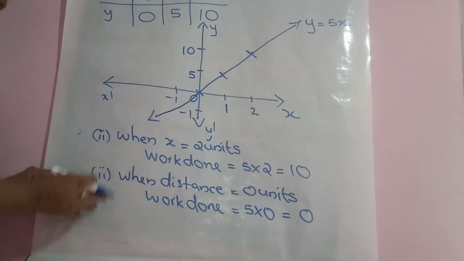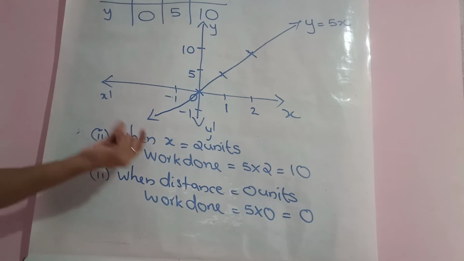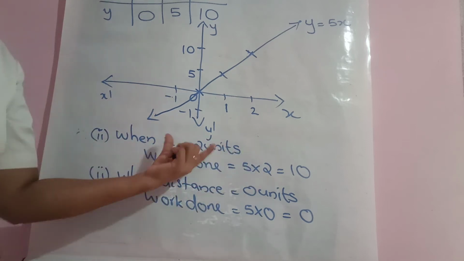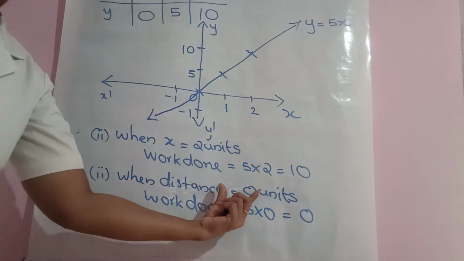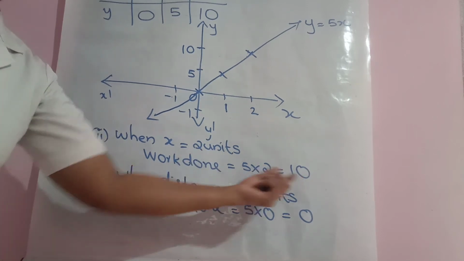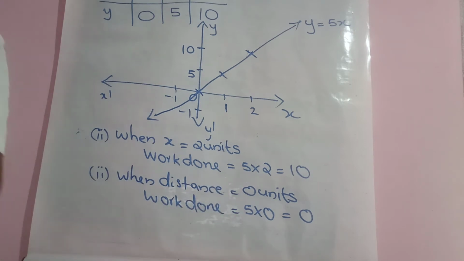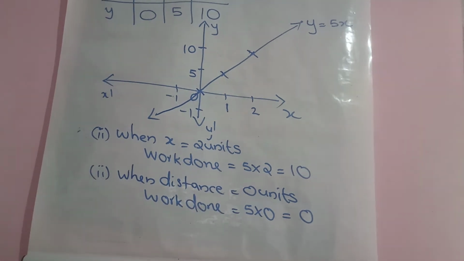Is it clear? 2 questions were there. In the last they told you to find the work done when the distance travelled by the body is 2 units and also 0 units. When distance travelled is 2 units, work done equal to 10. When the distance is 0 units, work done equal to 0 itself. Let us move to our next question. Let us begin with our 7th question.